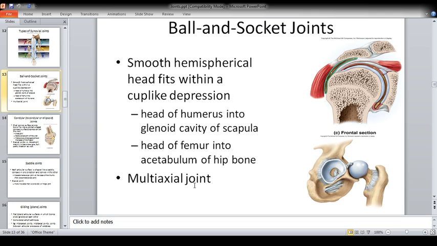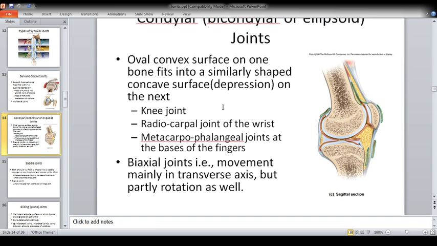Multi-axial means it will provide a range of movements. This bone can move up or down, right, back or forward, and then as well as rotatory motion is allowed to some degree. So it is multi-axial joint. Multiple types of movements are allowed.